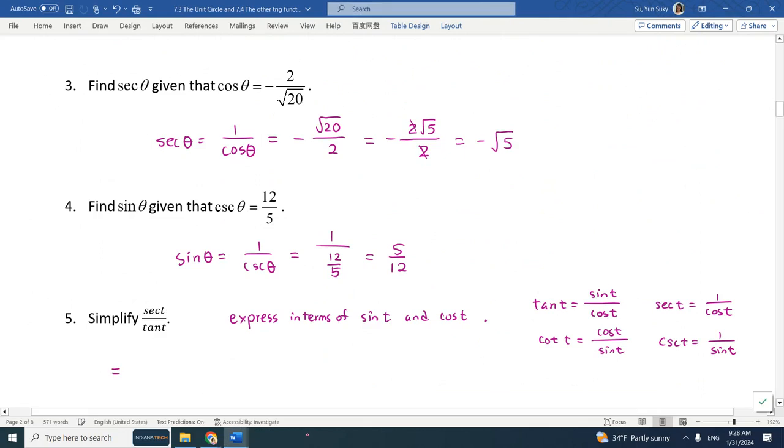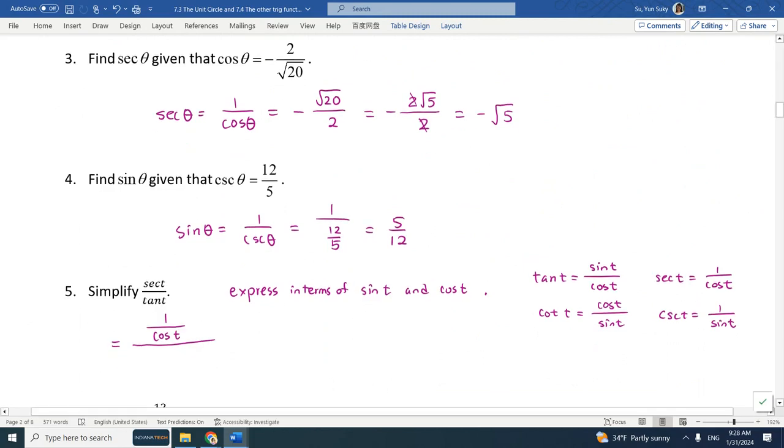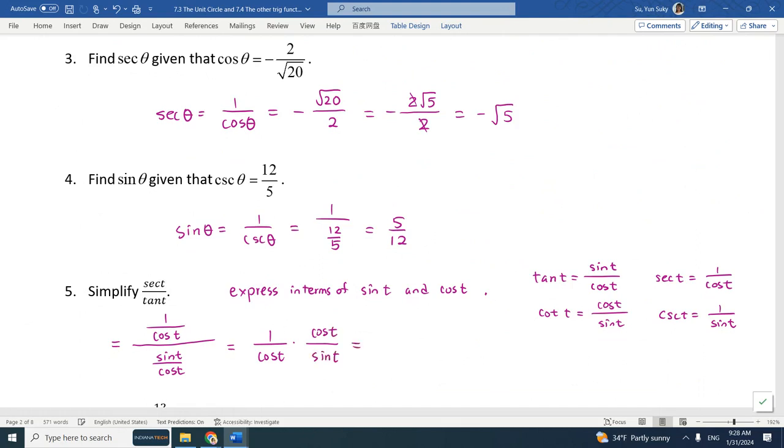Okay, so we have secant. What is secant? 1 over cosine over tangent. What is tangent? Yeah, sine over cosine. So we flip it over. 1 over cosine, when you divide it by a number, is the same as multiply by its reciprocal. The reciprocal is cosine t over sine t.